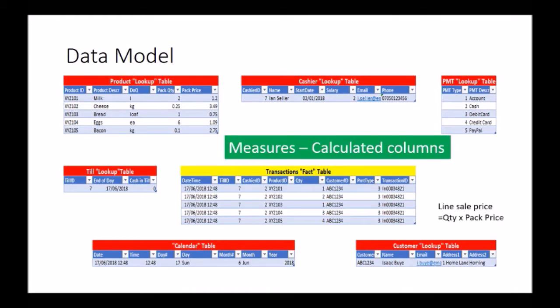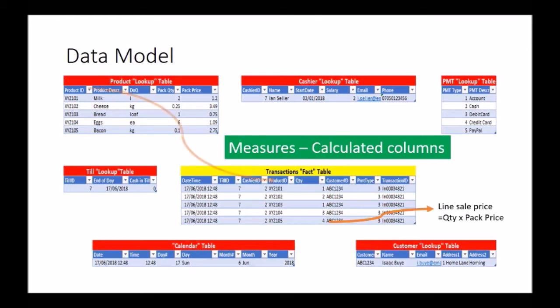First way is by doing calculated columns. So here we want to add a column into our fact table, which gives us the line sale price, which is the quantity of the items that were sold multiplied by the pack price of those items. Now within our fact table we have the quantity because that came up as the number of items that were scanned, but we don't have the pack price.